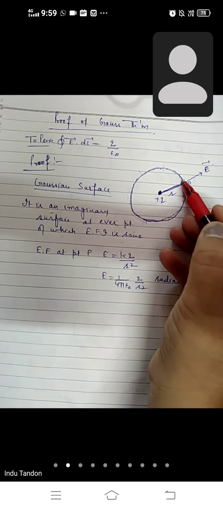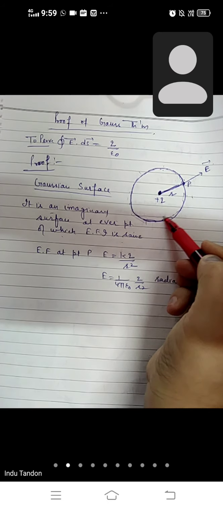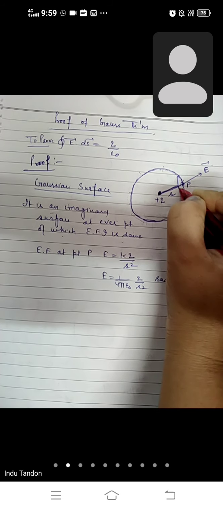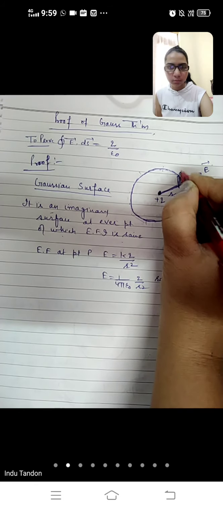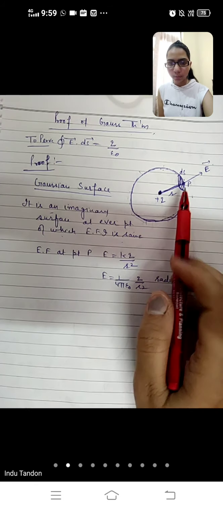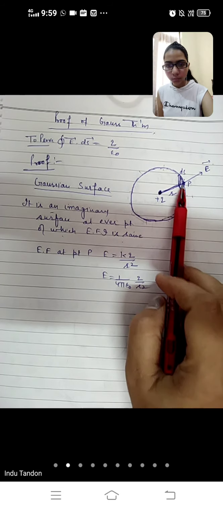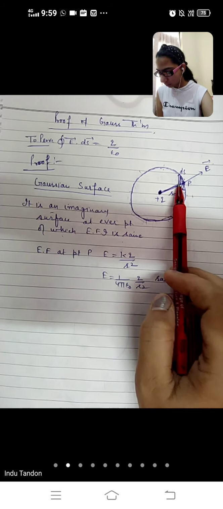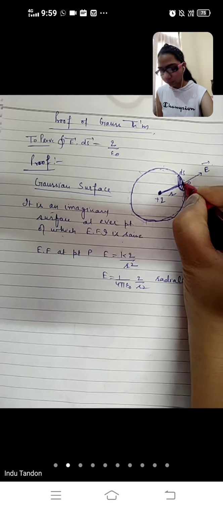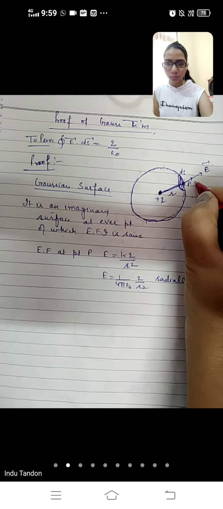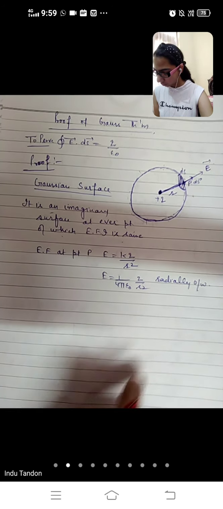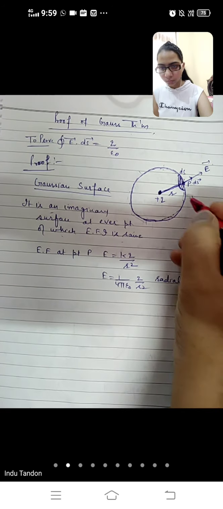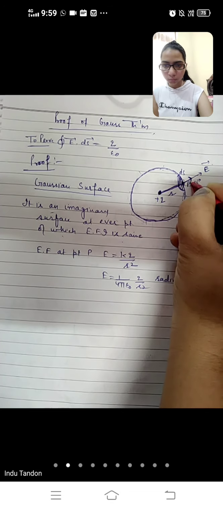Now we divide the whole of this sphere into small area elements. One such small area element we have taken is this one. Take a spherical ball, and if you cut it from here, then this is a small area element. What is the direction of this area element? The area vector is also radially outward, perpendicular to the surface. Yesterday we discussed it: the direction of the area vector is perpendicular to the given area.